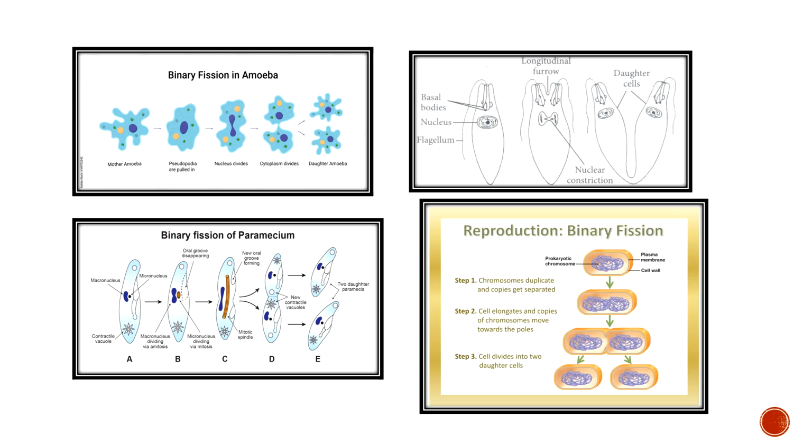Now see, in simple binary fission, we have seen that it can divide from any part. This is simple binary fission. It is happening in amoeba, so it can divide from any plane.